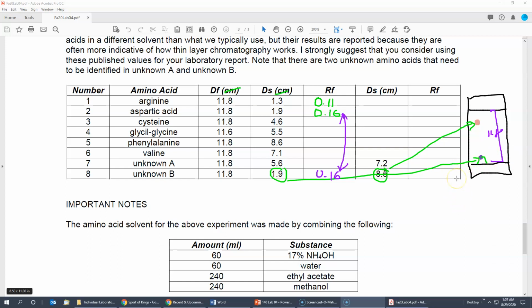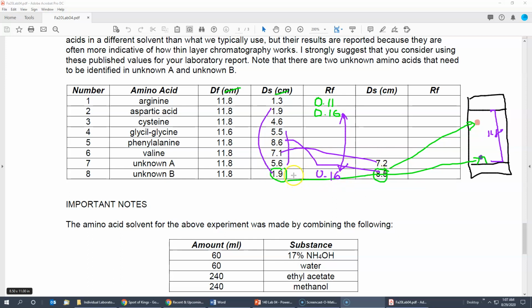The nice thing about this data is it's really hard to confuse one number for another, because notice the numbers 1.3, 1.9, 4.6, 5.5, 8.6, 7.1. They're really pretty distinctly different from each other. And so without even calculating the RF, you go, oh, this is 5.6, it's going to be that one. So those are going to match. And this is 1.9, and those are going to match. This is 7.2, and those are going to match. This is 8.5, and those are going to match. So you're not going to get exactly the same RF, but you'll get them pretty close.